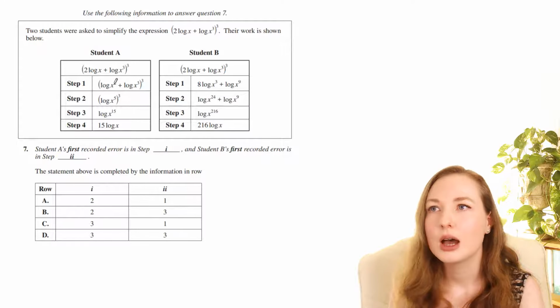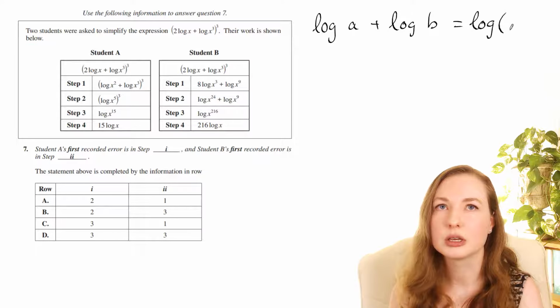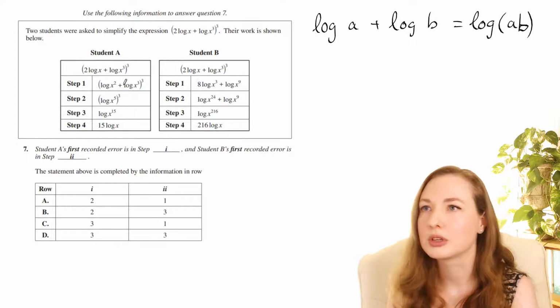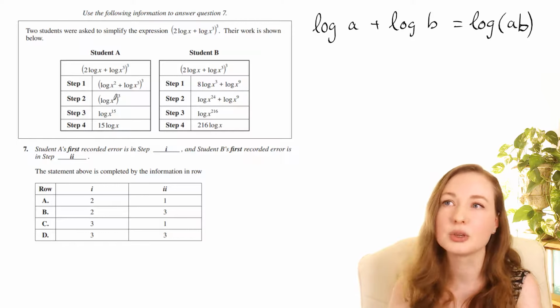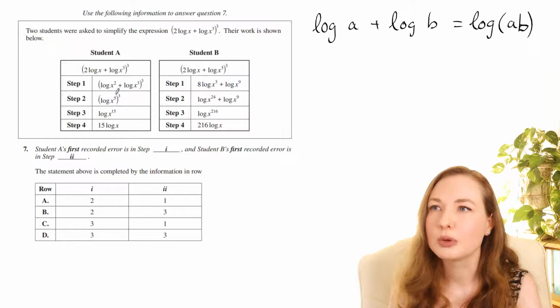Yeah. And then what they've done is they've used the law that says if you've got log A plus log B, then that's the same as log A times B. So the plus becomes times. So that's what they've done there. They've done x squared times x cubed, making x to the 5th, so that's all fine. And then this step, they've done 5 times 3 here.